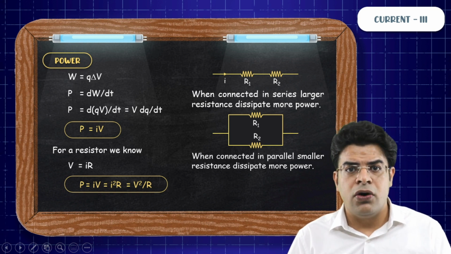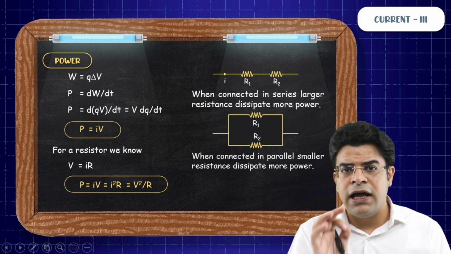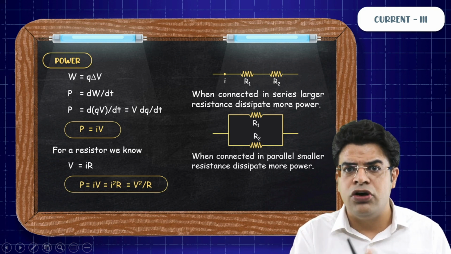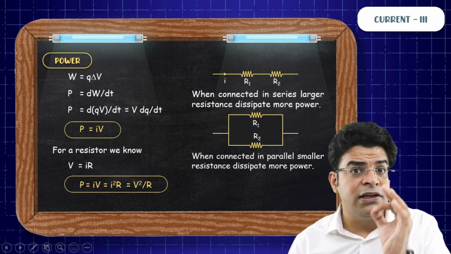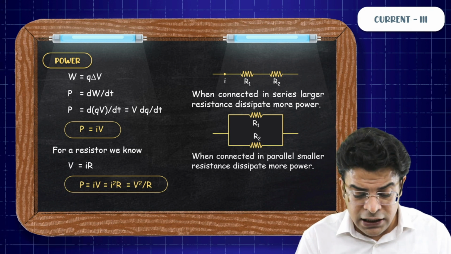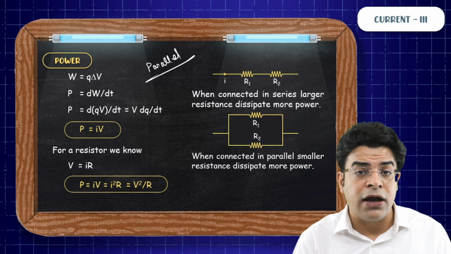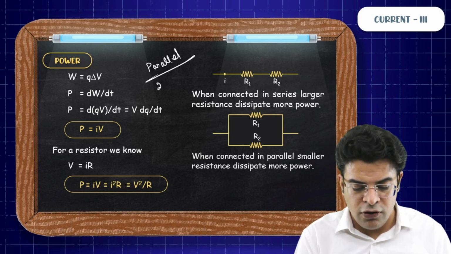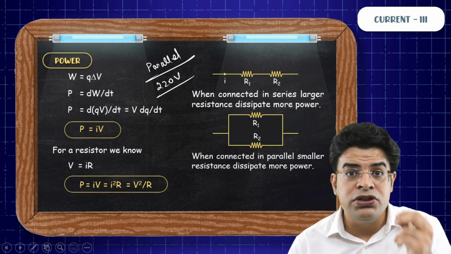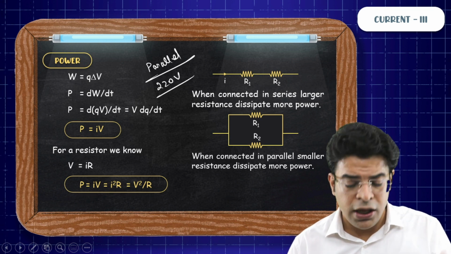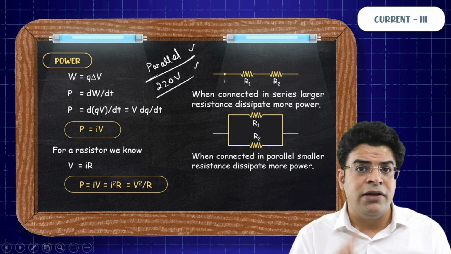Now let's talk about something important. In our household, all the appliances are connected in series or parallel? They are connected in parallel. All the devices in our household work across an AC potential of 220 volt. That's why when I turn off the fan, there is no change in the intensity of light. Okay, so remember that in our household, all the devices are connected in parallel.